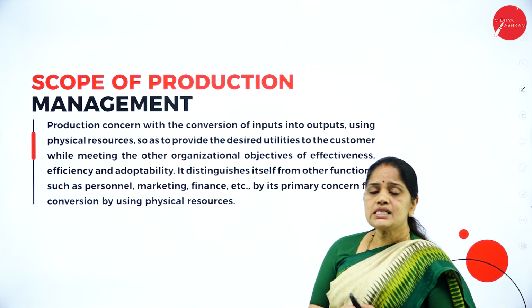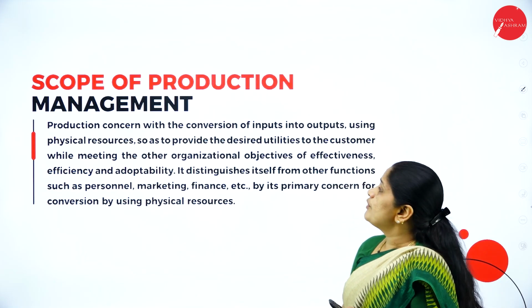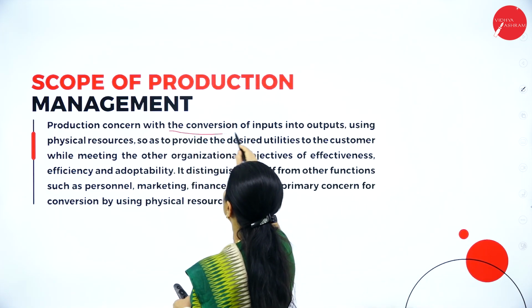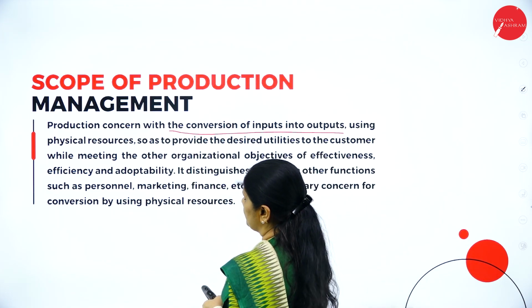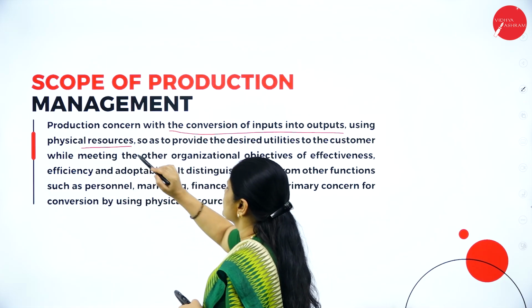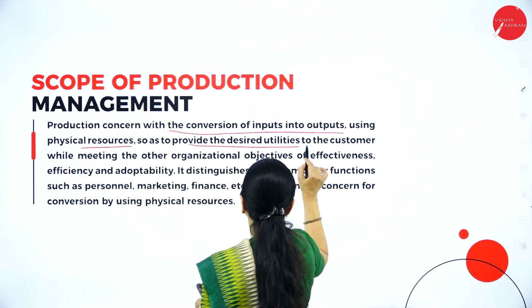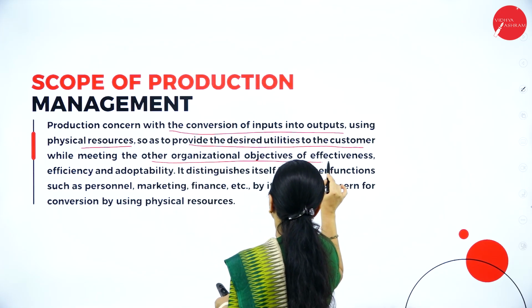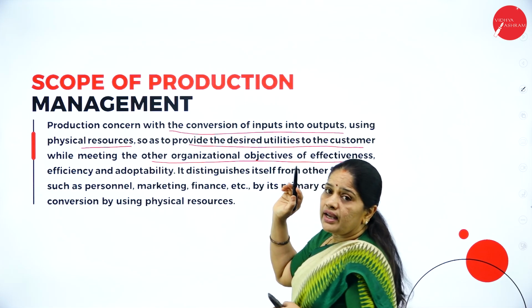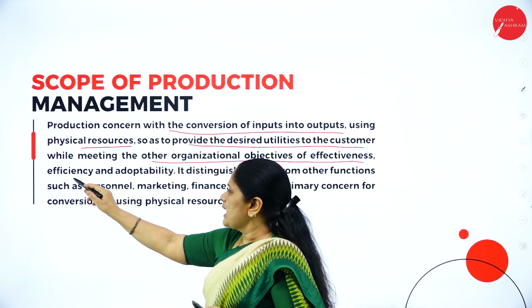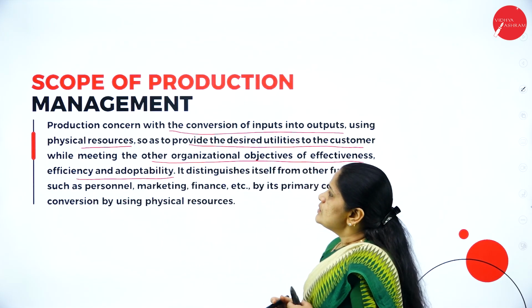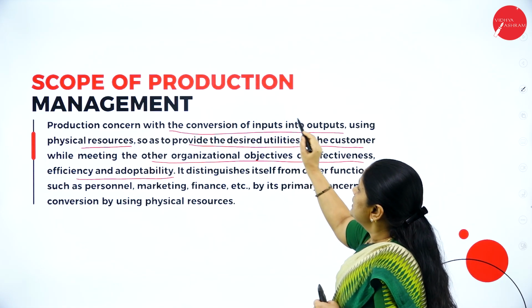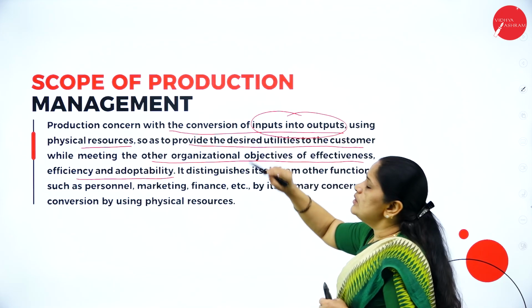Next, let us look into what is the scope of production management. Production concerns the conversion of inputs into outputs using physical resources, so as to provide the desired utilities to the customer while meeting the other organizational objectives of effectiveness, efficiency, and adaptability. So, what is the scope of production management? It is concerned with conversion of inputs into outputs.